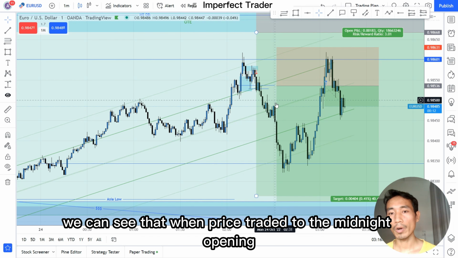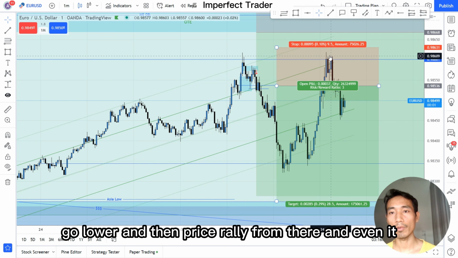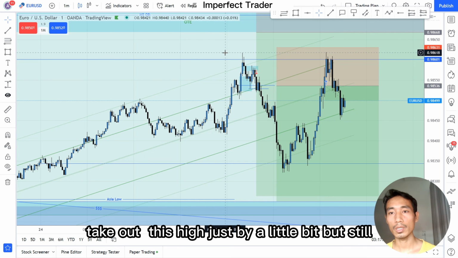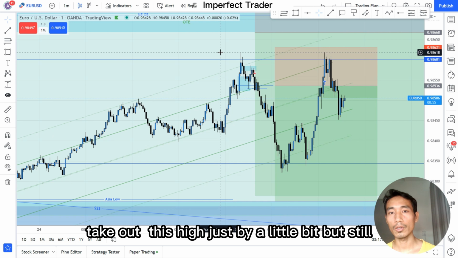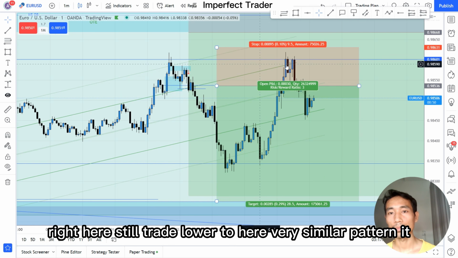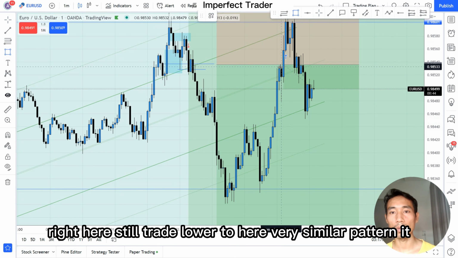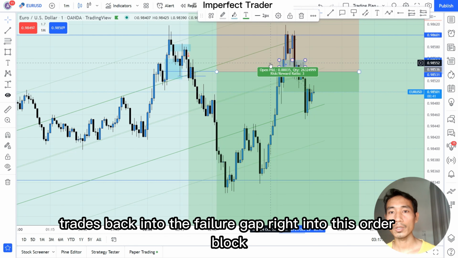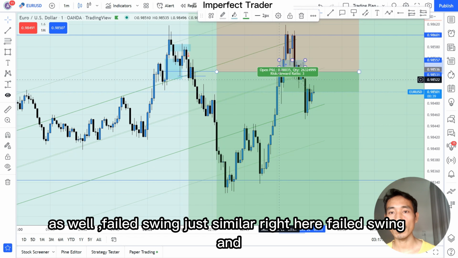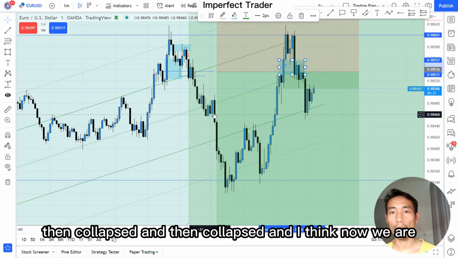So we can see that when price trades to the midnight opening, it actually has some kind of reaction, and it could not go lower. Then price rallies from there, and even takes out this high by a little bit, but still it has taken this high, and then it creates a similar pattern right here. It still trades lower to here, a very similar pattern. It trades back into the fair value gap, right into this order block as well. A failed swing, just similar right here, a failed swing, and then it collapses.